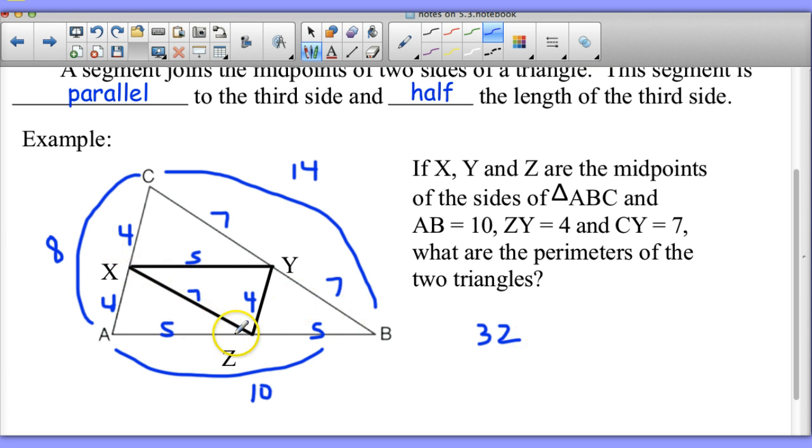And for the small inside triangle here, I'd have 7 plus 4, which would be 11, plus 5 more would be 16. It looks like the perimeter of the smaller triangle is half the perimeter of the larger triangle. Well, that makes sense, because each of these sides is half one of the sides of the triangle.